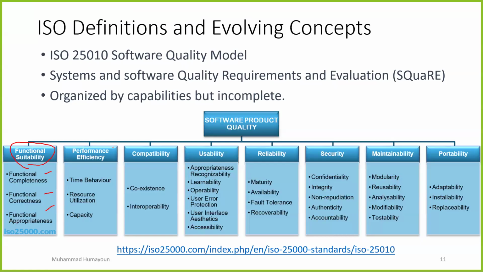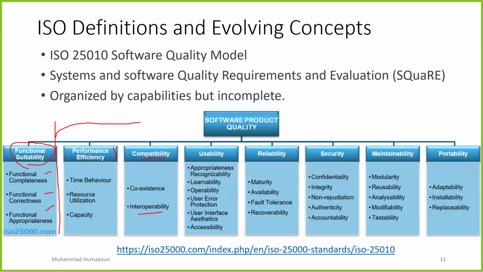Then comes performance efficiency. So this is functional requirements. From here onward, these are non-functional requirements or quality attributes. Time behavior, resource utilization, capacity. Compatibility, how compatible that software is in terms of interoperability, how easily it can communicate with different pieces of software. Coexistence, some compatibility, how compatible your software is with existing pieces of software, components available in the market.